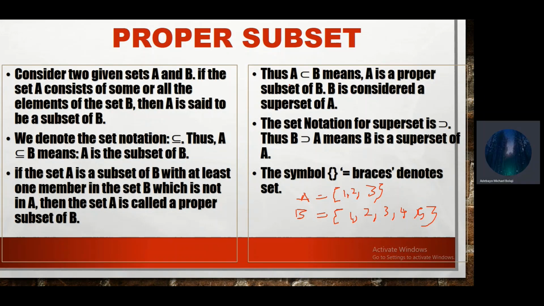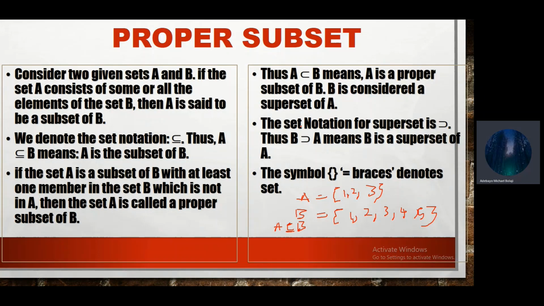Now, when A is a proper subset of B, it is written as A is a proper subset of B. But when A is just a subset of B, you put this dash that looks like equal to. If it is a proper subset, there won't be that dash beneath it.